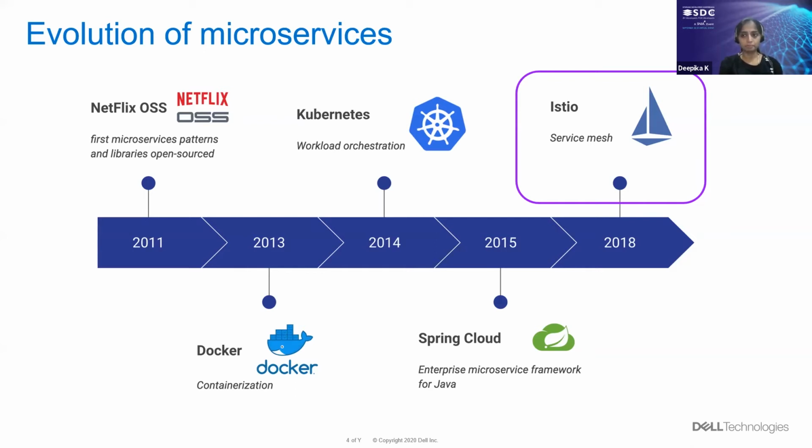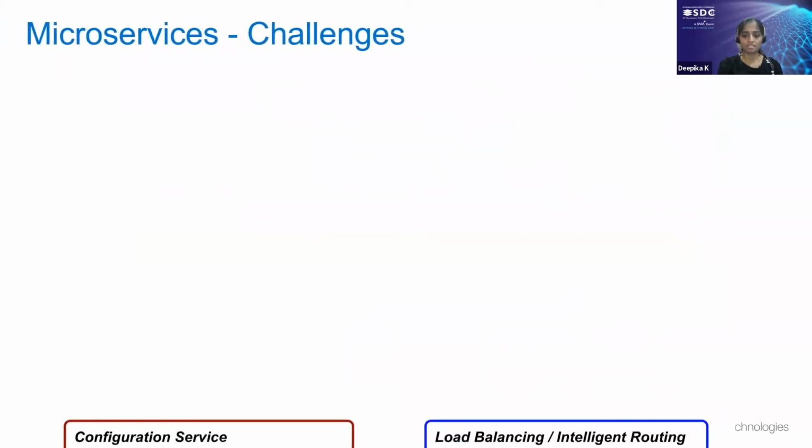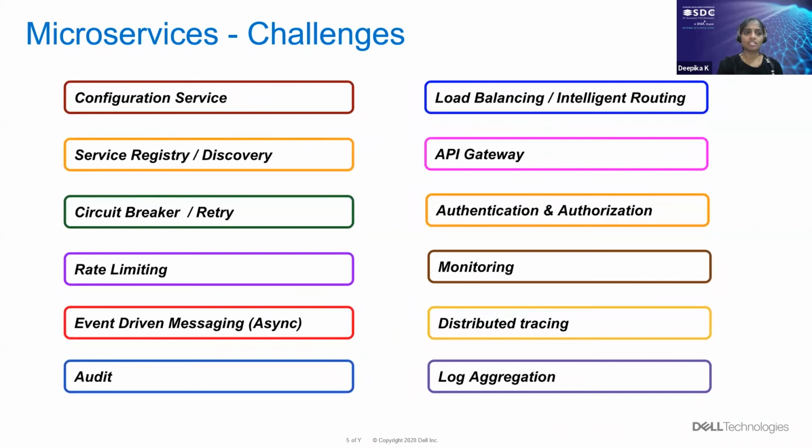Next, we saw the emergence of Spring Cloud. This is mainly focused on Java applications. It provides tools for developers to quickly build some of the common patterns in distributed systems. And in the year 2018, Istio came into the picture. This Istio is an open source service mesh, and it was introduced in 2018. We just saw how the microservices evolved. We shall see what are the challenges the microservices offer.